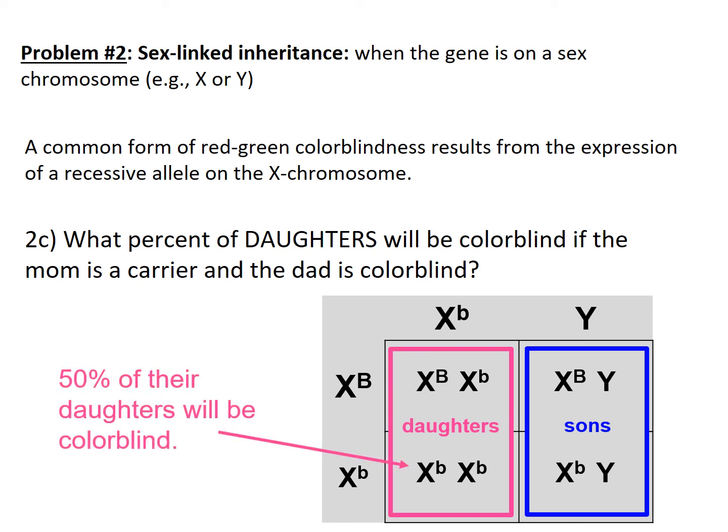And the answer is 50% of their daughters will be colorblind, the ones who happened to have inherited the homozygous recessive little b scenario on both of their X's. So they got one little b from their mom and the other little b from their dad.